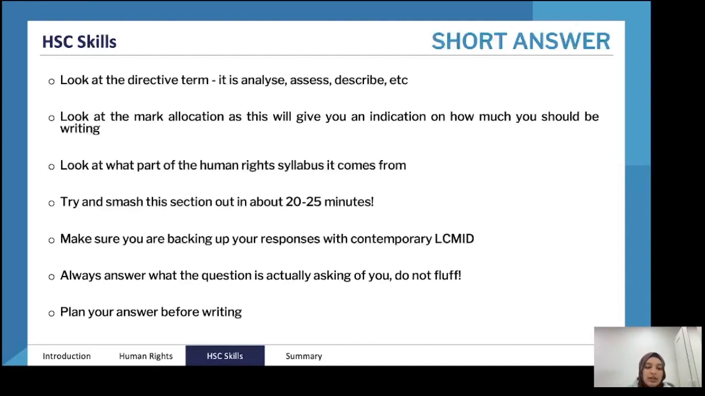So, I guess when you're starting out, you can have a mini structure or plan, which is completely fine. But when you get to exams, don't waste too much time on your plan, but I would still recommend having a plan. So those are some of my tips for the short answer section.